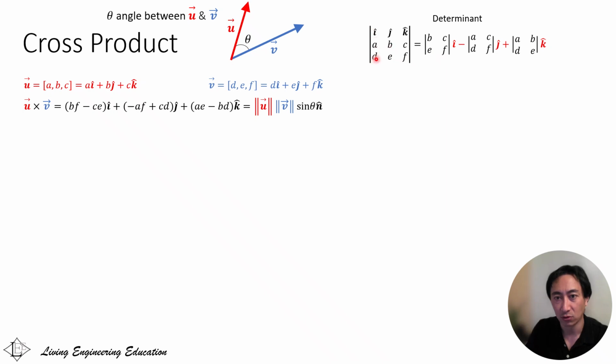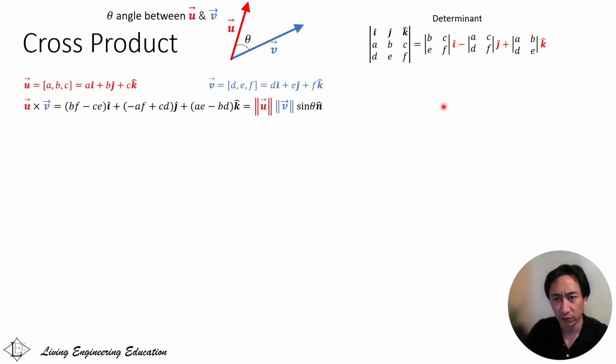So you cover up that first column, you get b, c, e, f right there. For the j hat term, you cover up the middle column, and then the remaining 4 go in here, a, c, d, f, right there. And then for k hat, you cover up the third column, and the remaining 4 show up right there, a, b, d, e. Okay, so now that you have your 2x2 determinants, you need to determine what the scalars resulting from these 2x2 determinants are.